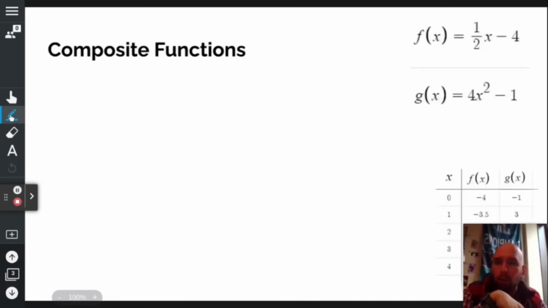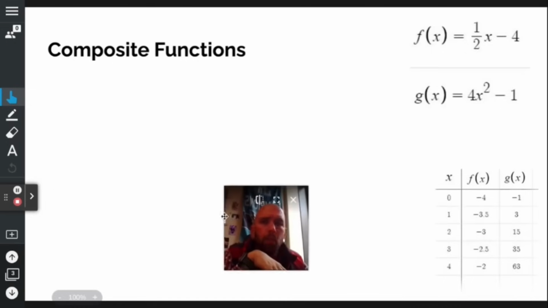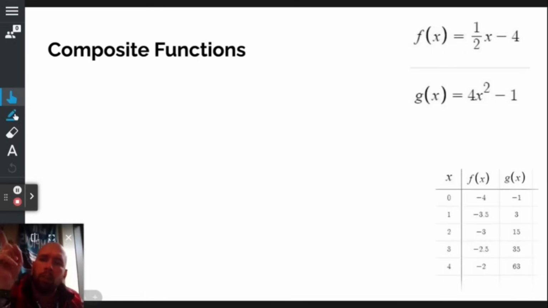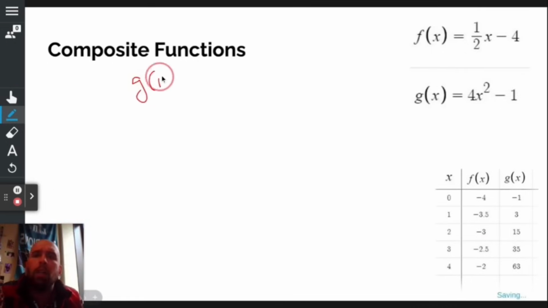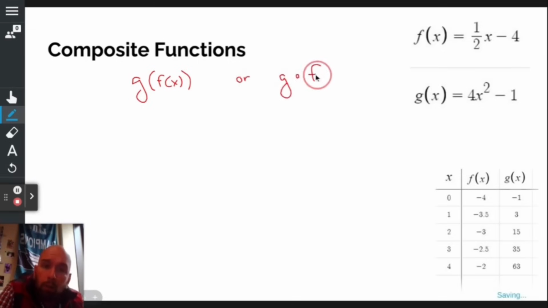Now, composite functions. Okay, a composite function can look one of two ways. If I give you something like g of f of x, that means you're going to take f of x and plug it into g. I could also write that out as g circle f, which is a sport.